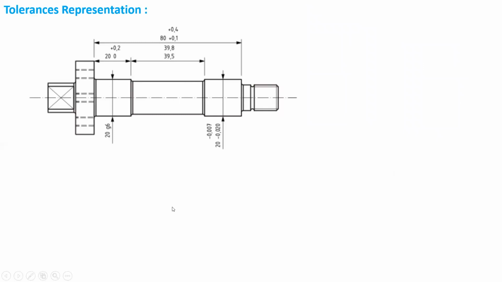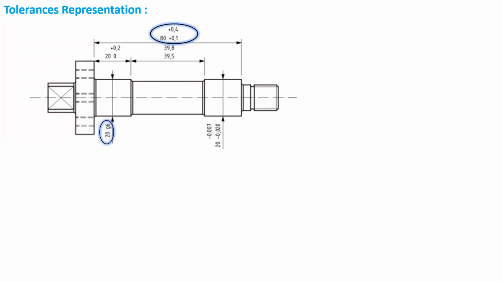So how do we represent tolerances? This is a drawing of a component, and in this case we can see different methods of showing the tolerances. For the highlighted dimension, we can see 80 is the basic size, plus 0.1 is the lower deviation and plus 0.4 is the upper deviation. And the lower deviation in this case will be the fundamental deviation.